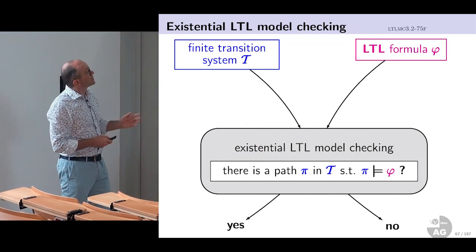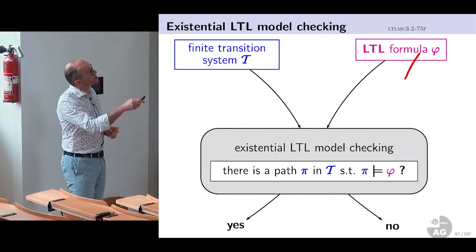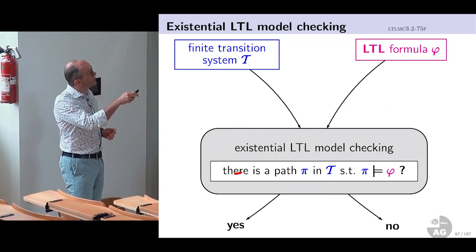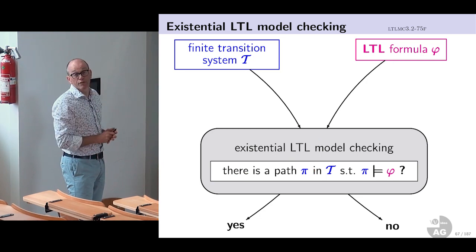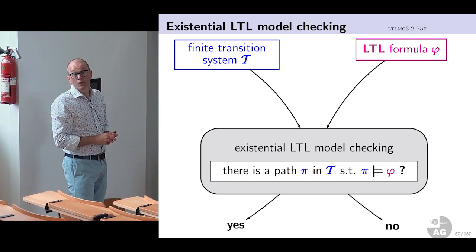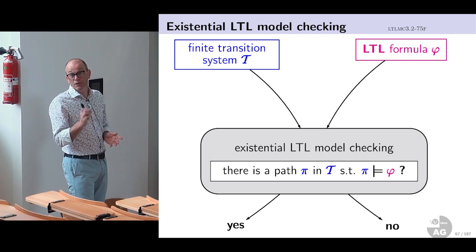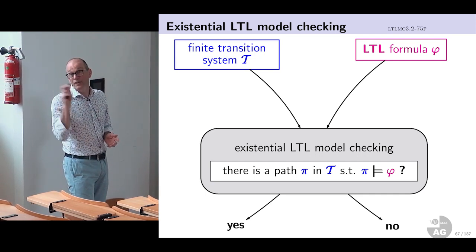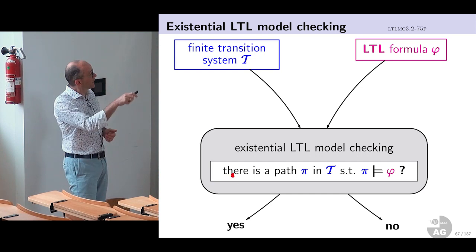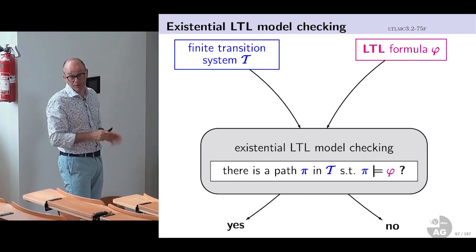Good. So this is at stake: a finite transition system and an LTL formula phi, and the problem is, is there a path satisfying phi? This is different from the LTL model checking problem, because there we were asking whether all paths satisfy phi. So the existential quantification, there is a path, is important here.